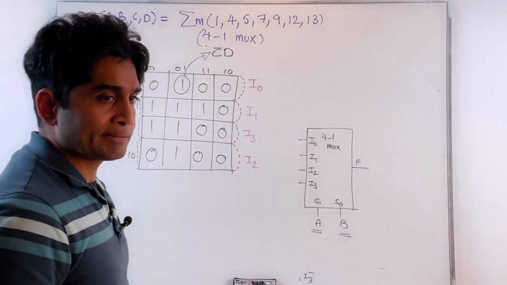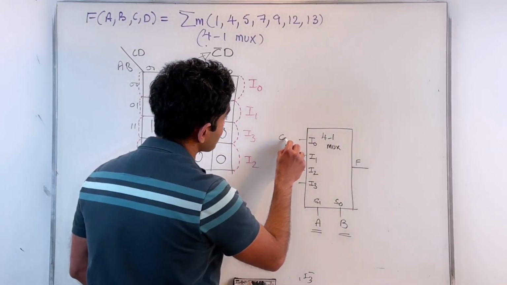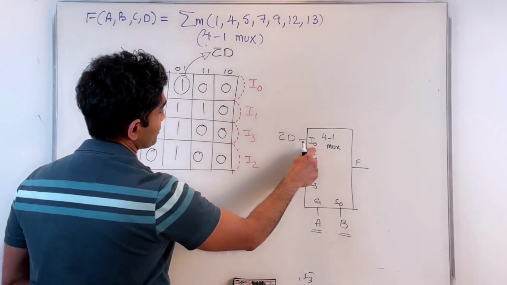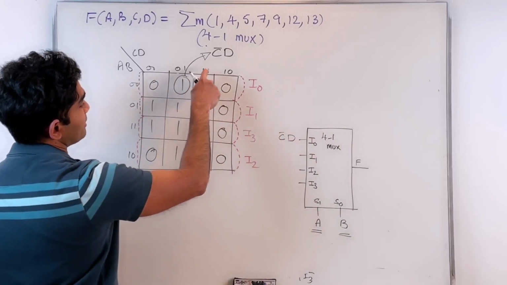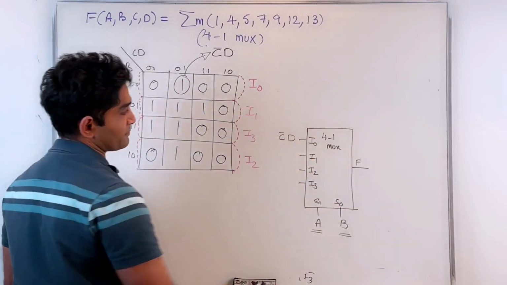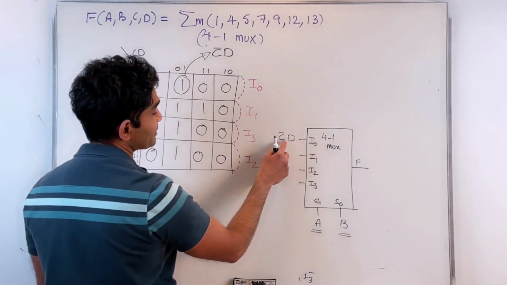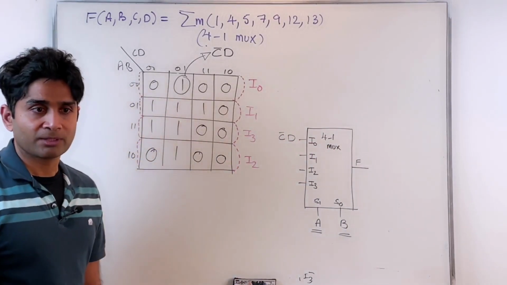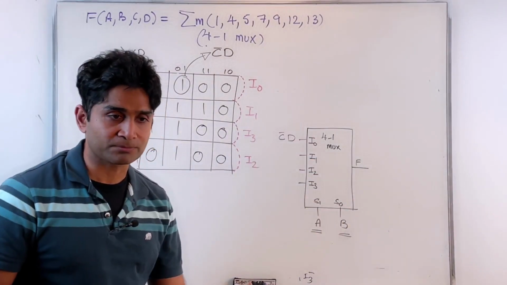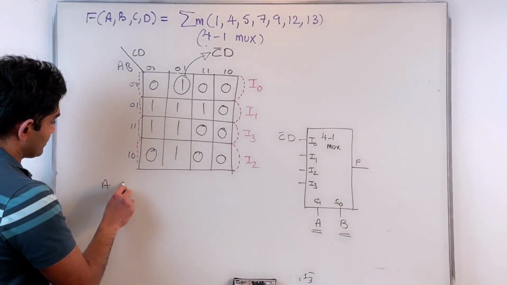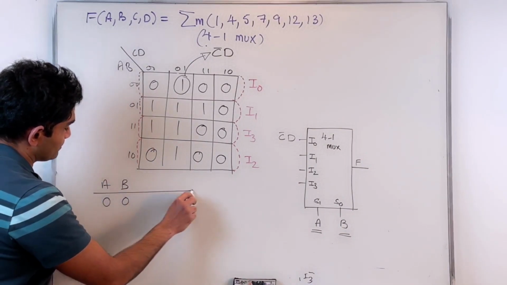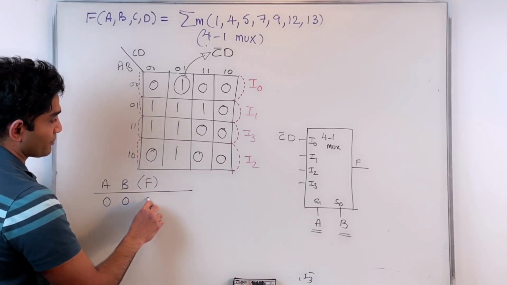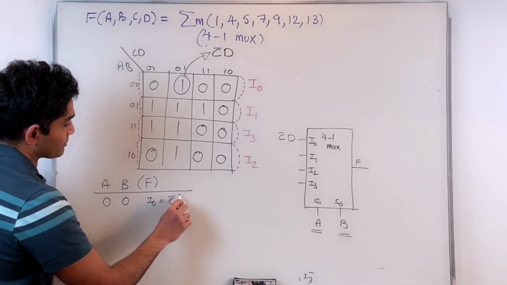Right? So if I apply C prime D here on I0, then my A and B are 0, 0. I0 is the one routed to the output. If I apply C prime D here, I'll be getting the right function F. Because my I0 is a function of C and D only, more explicitly, a function of C prime D. As long as this condition is satisfied, I'll get the right function. For AB of 0, 0, my output of the multiplexer F is I0, which is basically C prime D.